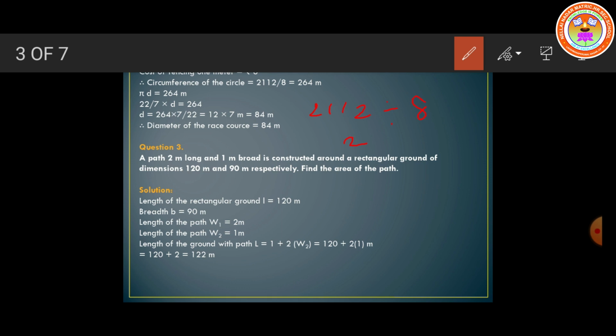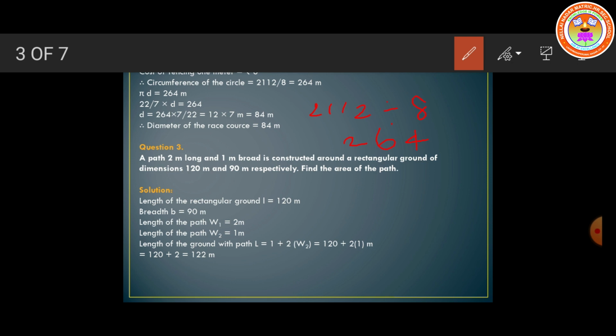How many times? 8 ones are 8, 8 sixes are 48. So 6. Then 51 minus 48 what? It is 3. That is added to 32. How many times? 4 times. 8 fours are 32. So 264.